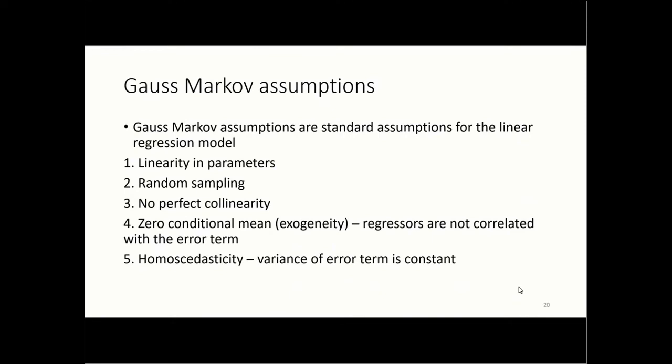Now, moving on with very, very important assumptions. These are called the Gauss Markov assumptions. And these are the standard assumptions for the linear regression model. They apply for the simple as well as the multiple regression model. So these are very quickly, and then I'll explain them slowly. Linearity in parameters, random sampling, no perfect collinearity, zero conditional mean, also called exogeneity. This is when the regressors are not correlated with the error term, and homoscedasticity, which is the variance of the error term being constant. So let's go over them slowly.